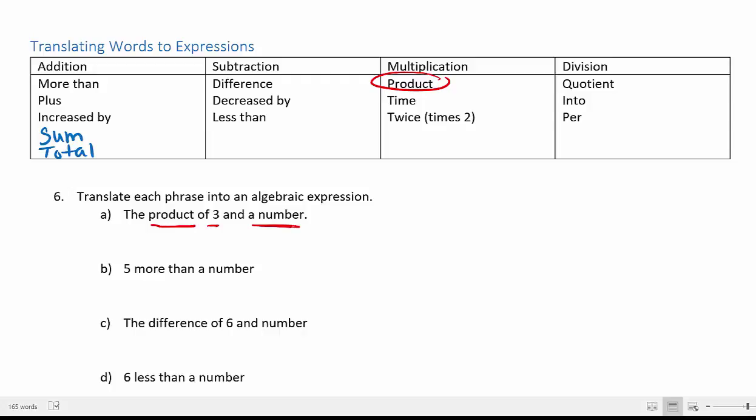And in these problems, we can use any letter we want for that unknown number. You could use X or N or Y, any letter you want. I'm going to use X for the number. So the product of 3 and a number would be 3 times X. That word product is telling me what to do here.